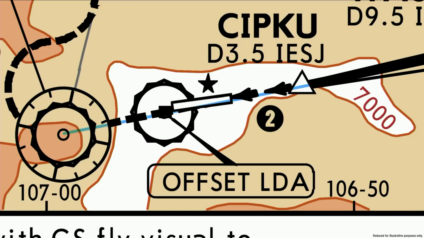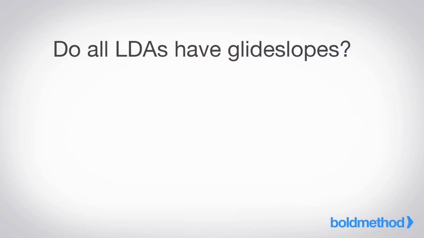Okay, looks like we have a question. Okay, next question is this. Do all LDAs have glide slopes? They don't. They're just like localizers. You'll find some that do have glide slopes and some that don't. The key thing is a localizer is still aligned with the runway. And if it's got a glide slope, then it's an ILS.